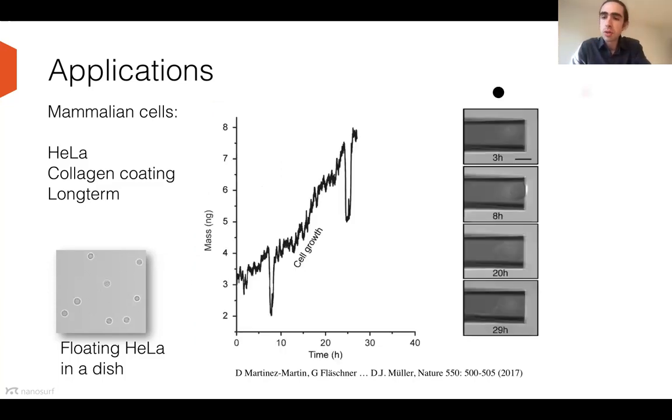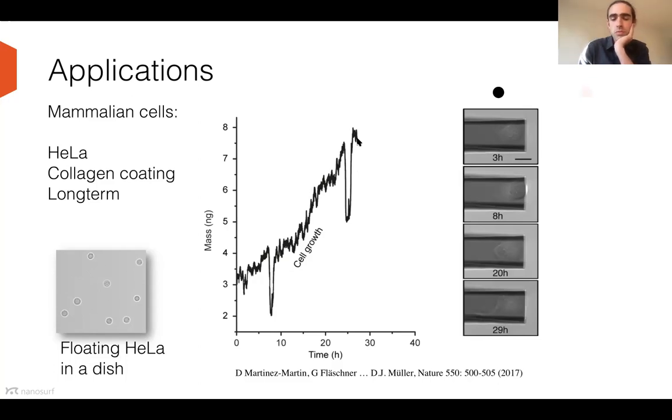Now, this is what we saw for a healthy cell. So you would see here in black the growing mass over time. Here you see the spread cell. After 8 hours, it actually rounds up and goes into mitosis. And then afterwards, you have 2 cells. And so it goes on for about 30 hours when we stopped the measurement.